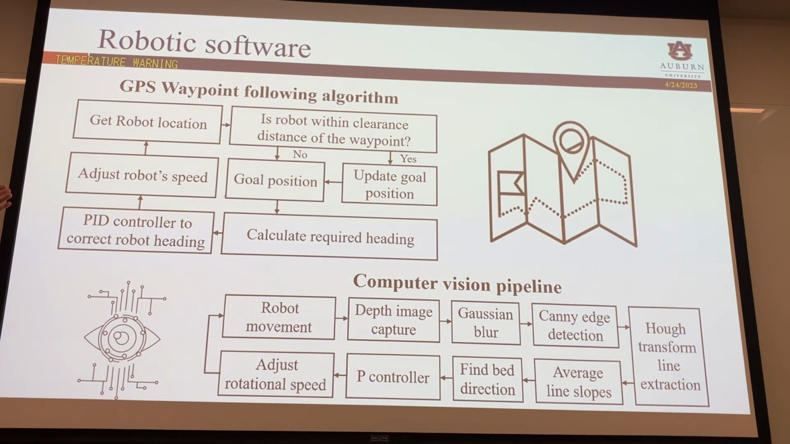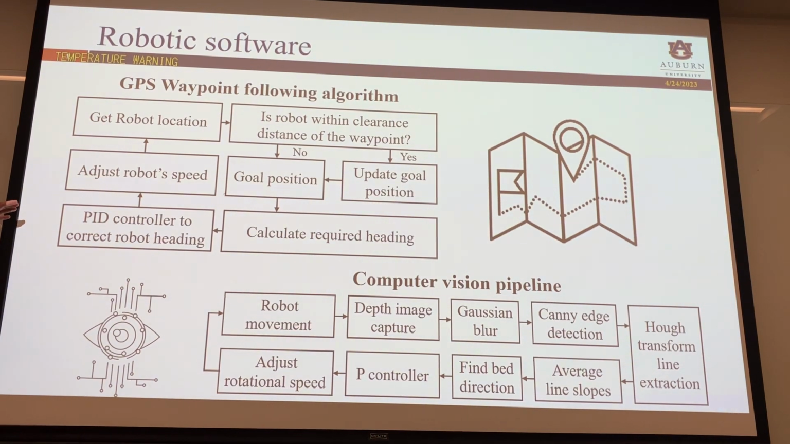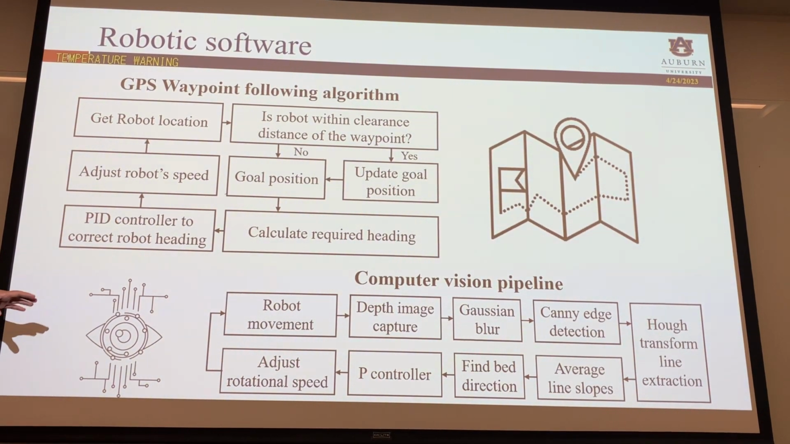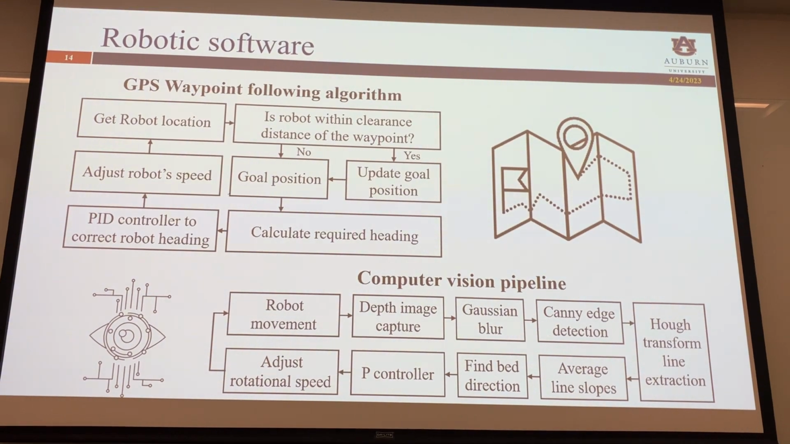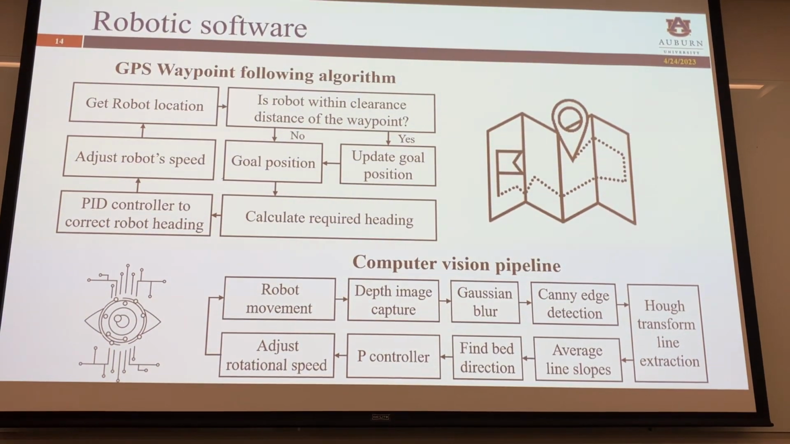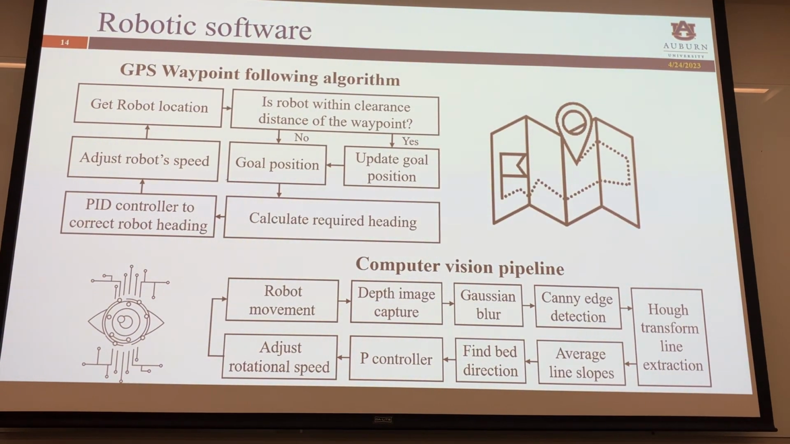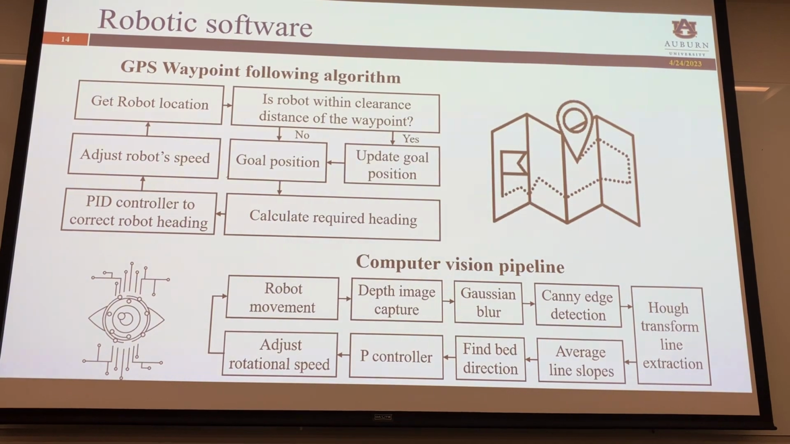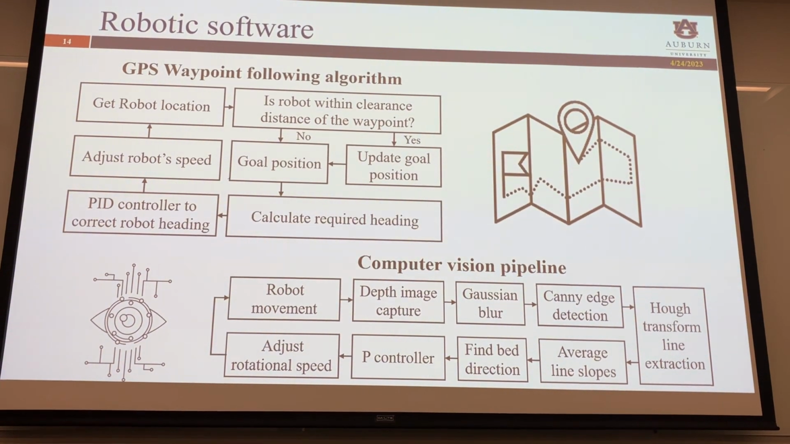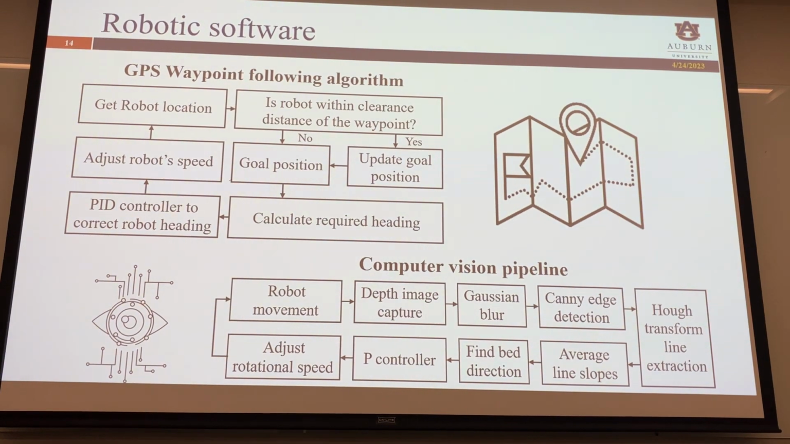So this is the GPS waypoint following algorithm that I've used. This is the computer vision. For computer vision or in-row steering, I'm just using a P controller. In simulation, it's working good. Let's see about future more experimental tests. And for the GPS waypoint following, I'm using a PID controller.